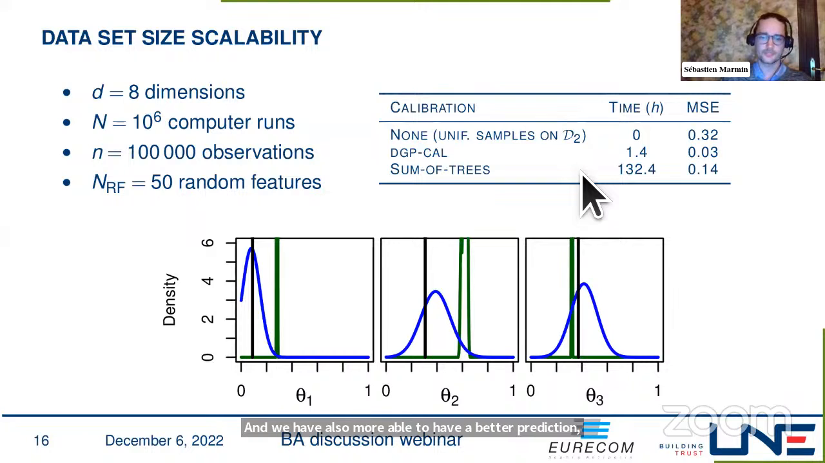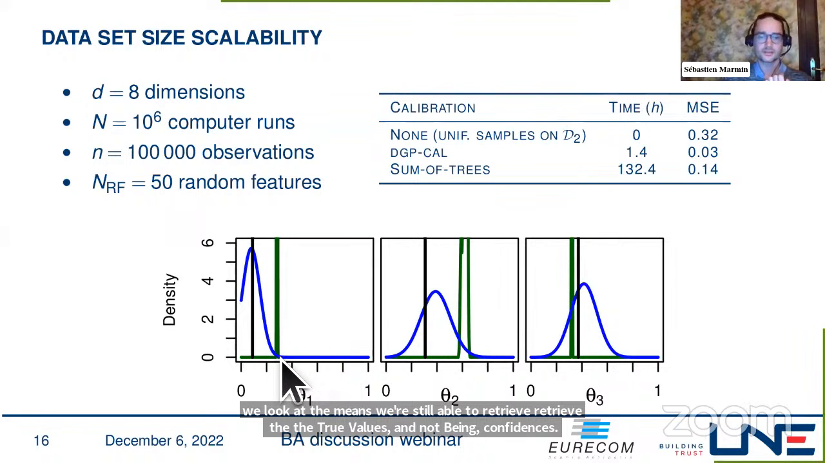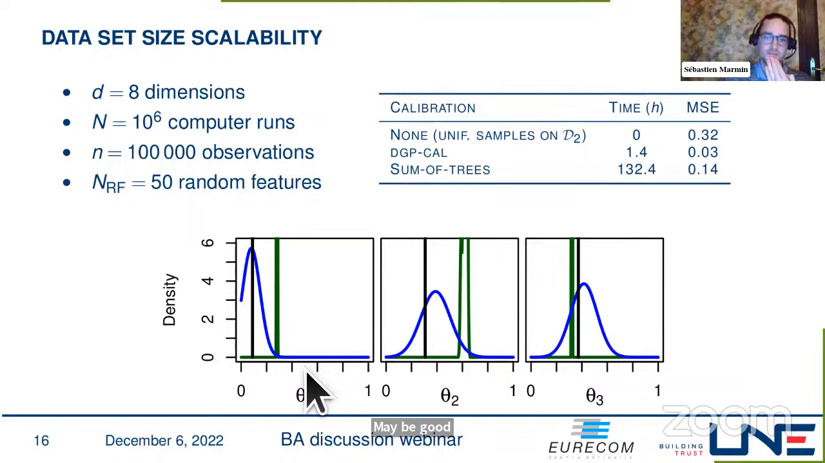And especially for the calibration, I forgot to say, this is synthetic data, so we know perfectly where the theta is. The true theta is in black. We are able to retrieve the true theta. Our model is in blue. We see that we are not super confident with our prediction. The variance is quite large, but if we look at the means, we're still able to retrieve the true values, and not being confident is maybe good sometimes. And also, the sum of trees method couldn't find the true values.